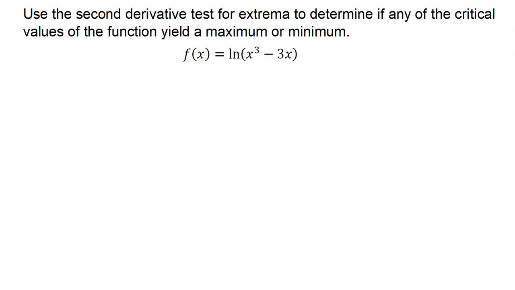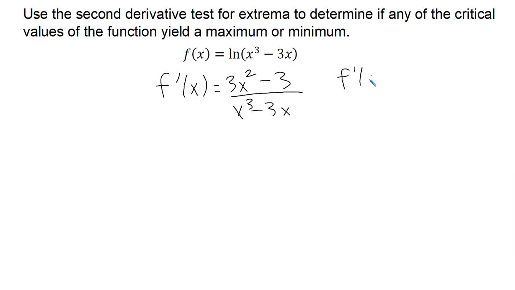So first we'll just take our derivative here, f prime of x. Well, it's going to be 1 over x cubed minus 3x, right, because it's natural log u, so 1 over u. Then times the derivative of u, which is 3x squared minus 3. All we really care about is when the derivative is equal to 0. So f prime of x is equal to 0 when 3x squared minus 3 is equal to 0, which gives us x is equal to positive or negative 1.